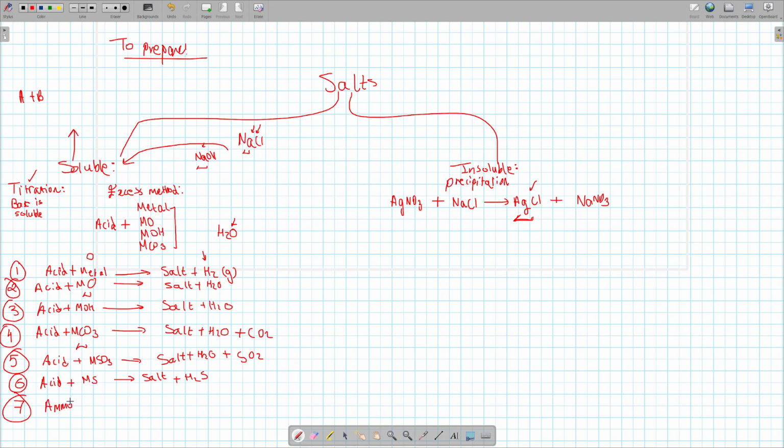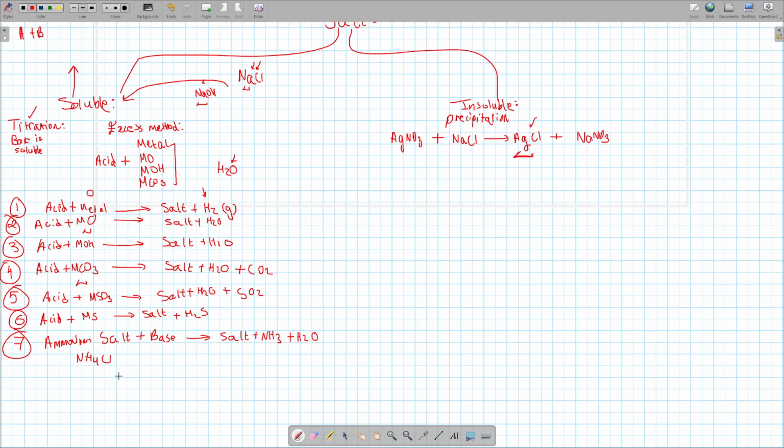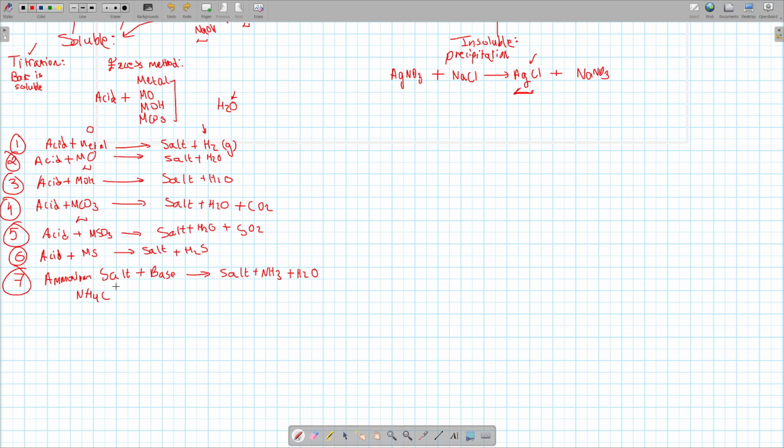It's ammonium salt plus a base gets you a salt plus ammonia plus water. Because the ammonium salt, for example NH4Cl, I'll give an example for number 7 because it's kind of tricky. NH4Cl plus the base, let's say NaOH, gets you the salt, which is NaCl in this case. You just box up these two.